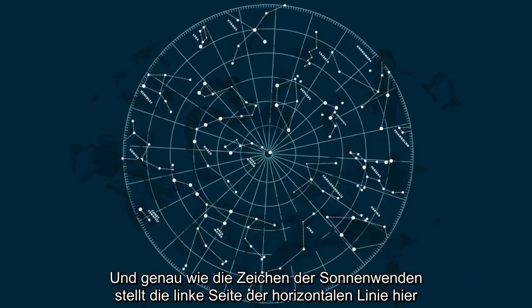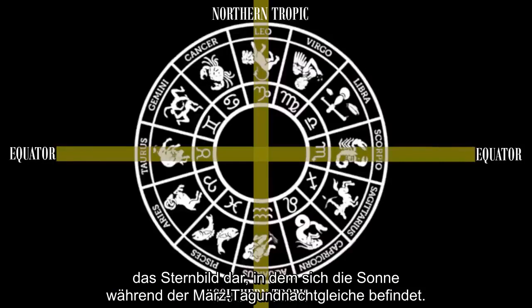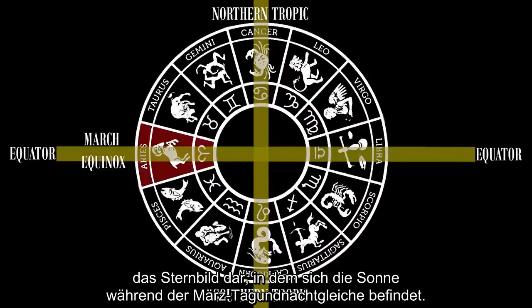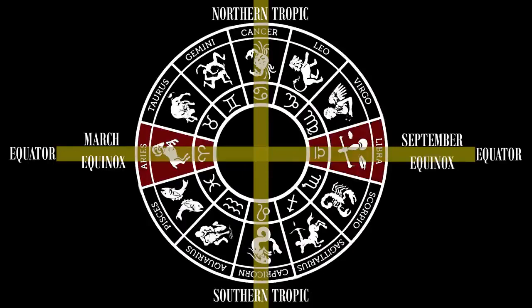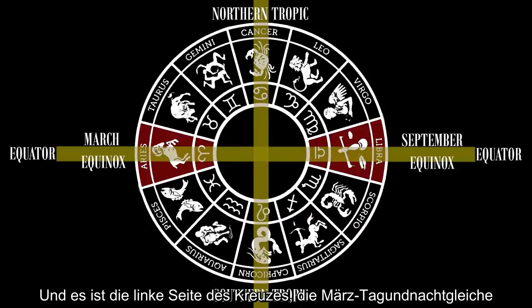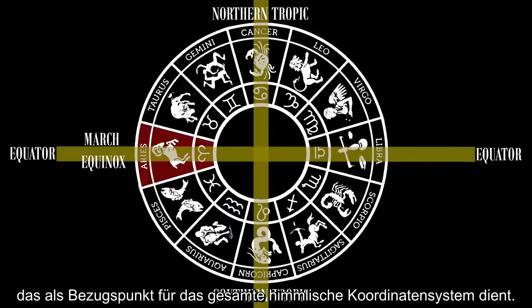And just like the signs of the solstices, the left hand of the horizontal line here represents the constellation the sun is in during the March equinox, and the right hand side representative of the sign during the September equinox. And it is the left hand side of the cross, the March equinox, or what is referred to as the vernal equinox, and its zodiac sign, which acts as a reference point for the entire celestial coordinate system.